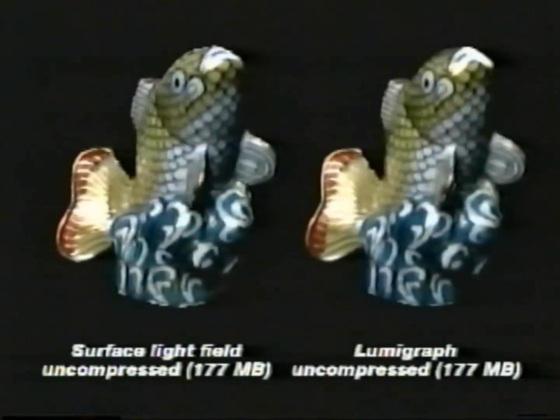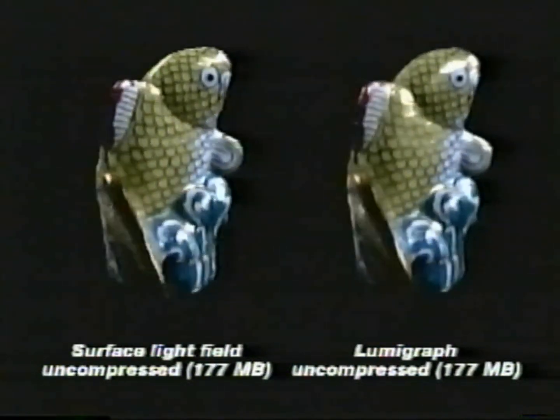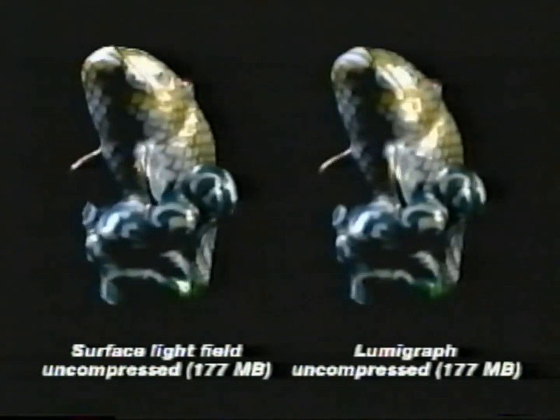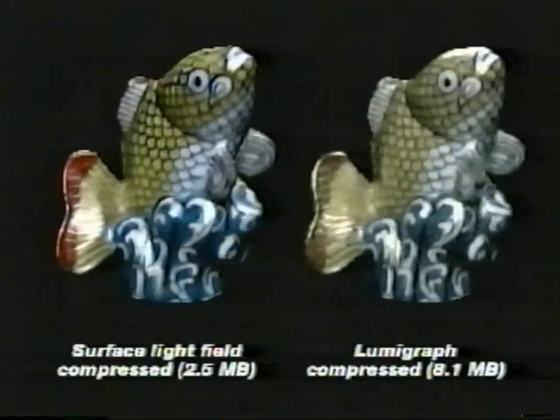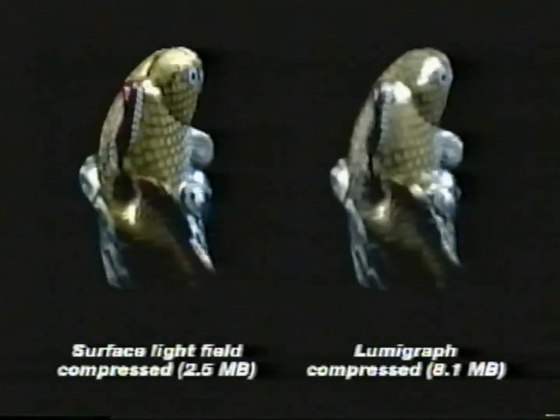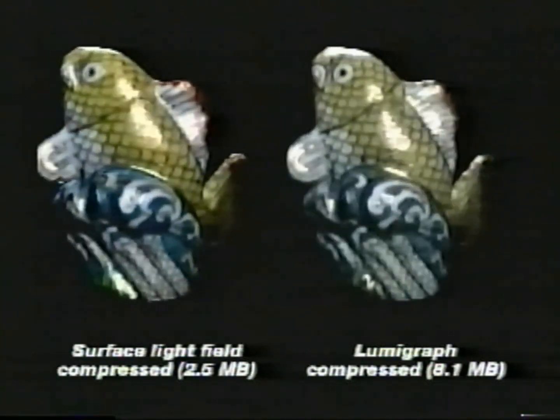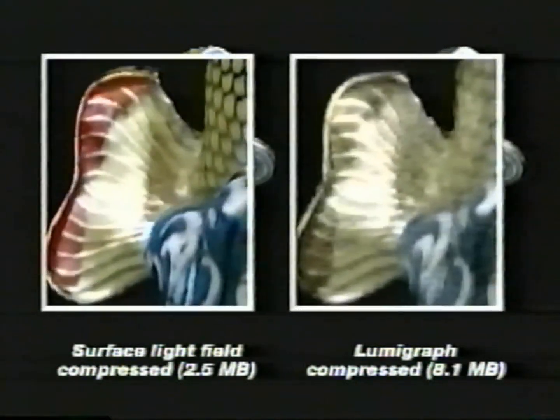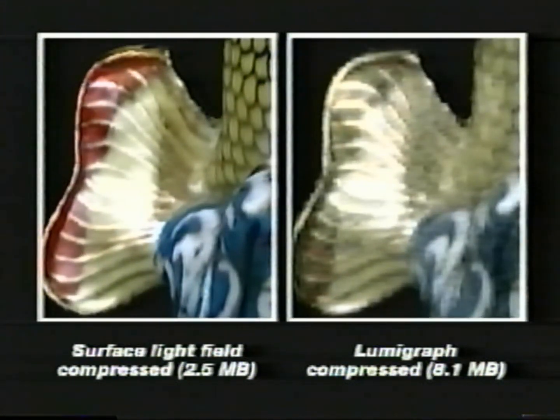Here we compare a surface light field with a similar representation, a geometry-corrected lumograph constructed from the same input data. We then compressed both data sets, the surface light field using principal function analysis and the lumograph using the vector quantization method of Lavoie and Hanrahan. Note that the compressed surface light field exhibits fewer artifacts despite having been compressed further.